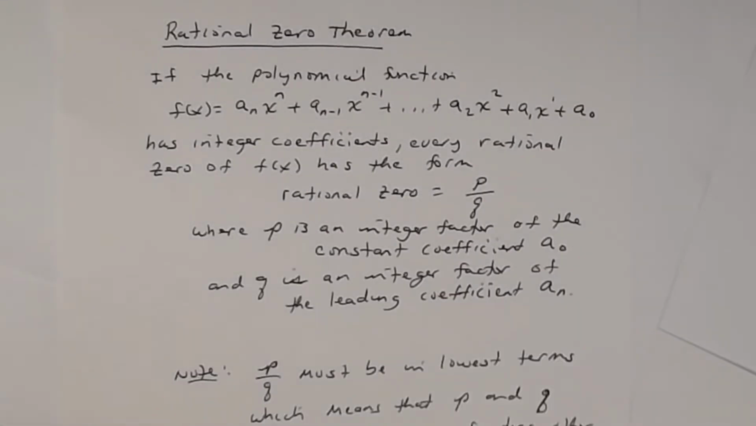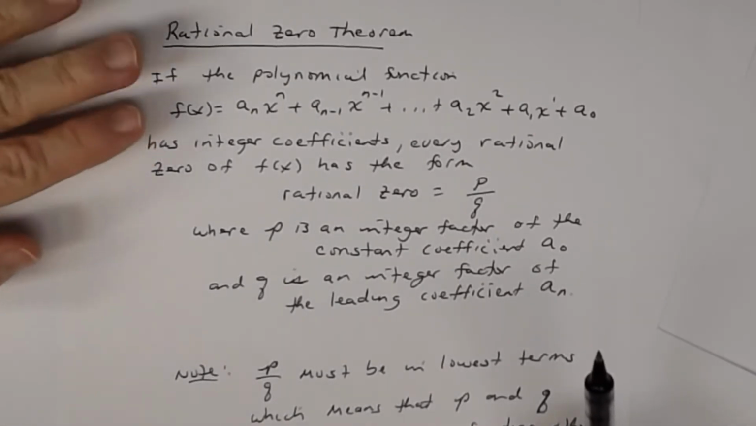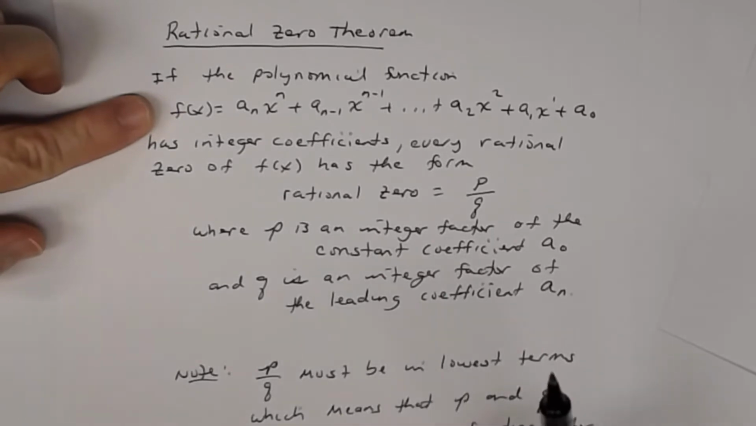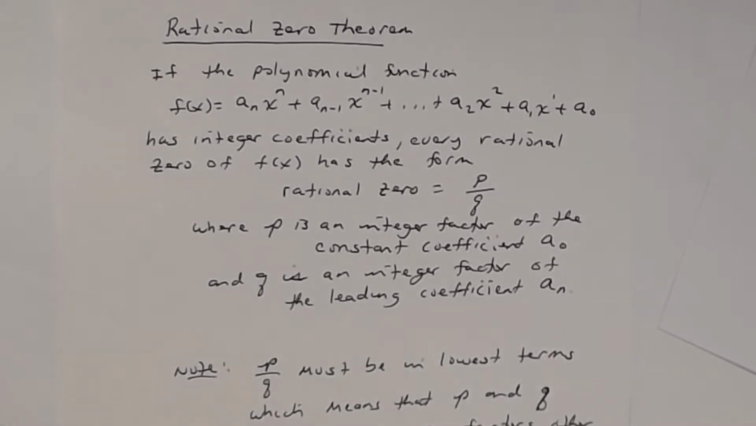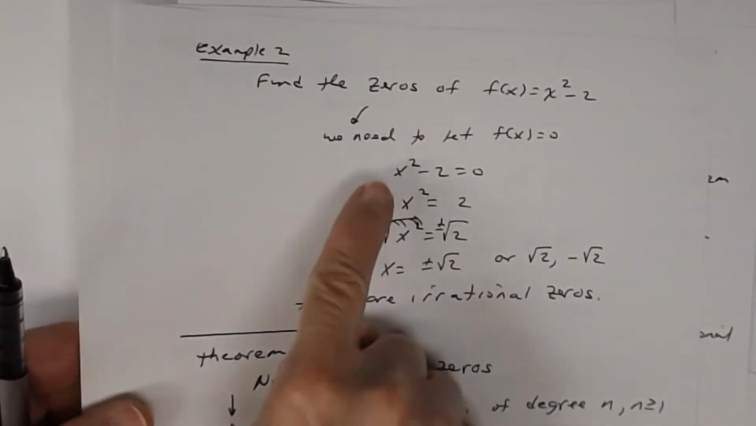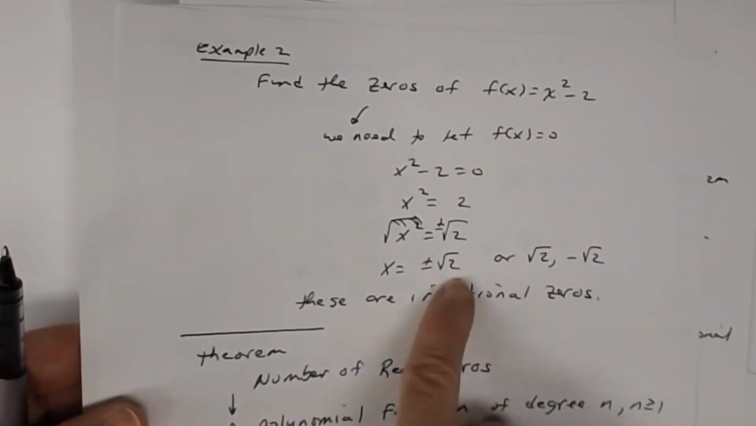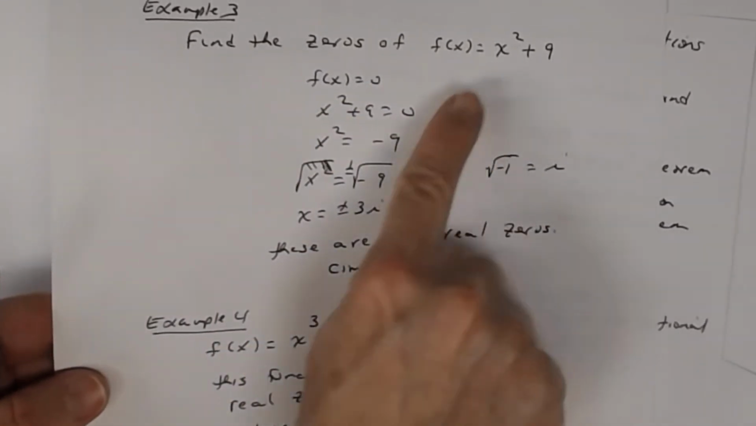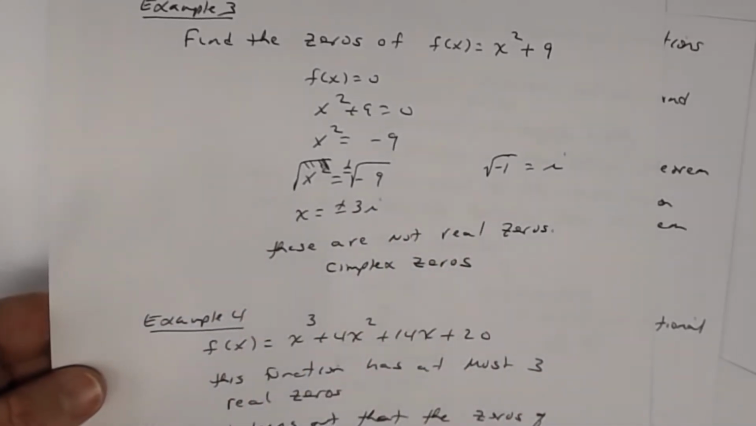The rational zero theorem says that if you have a polynomial function, and if this polynomial function has any rational zeros, it may not have any. You saw in a previous lesson that this polynomial function didn't have any rational zeros; they were both irrational. You saw in another example that this polynomial function did not have any rational zeros; in this case, they were both complex zeros.